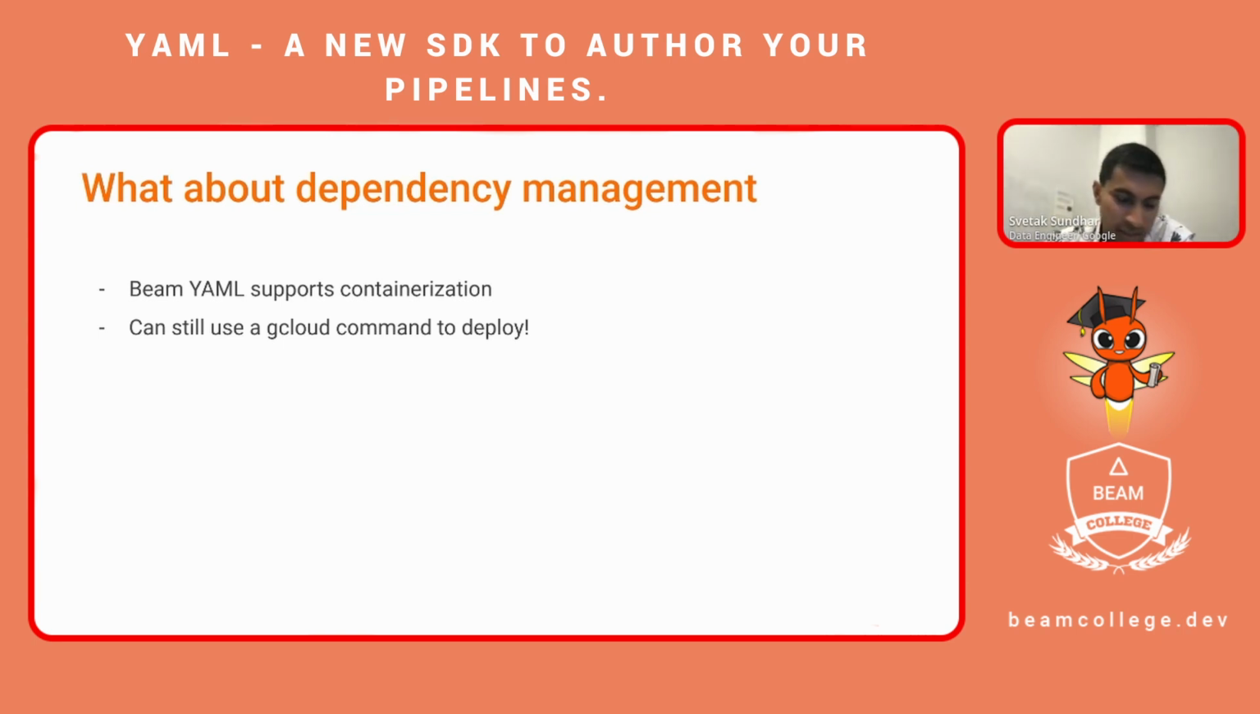In our other SDKs, something that we have support for is called containerization. You can think of containerization as specifying certain dependencies or things that you want to add, and you can launch your Dataflow job with that so that each worker or VM that does processing has a copy of those extra dependencies. It's the same story in Beam YAML. We also support containerization, and we can still use the gcloud command to deploy. I'll show you a quick example of that.